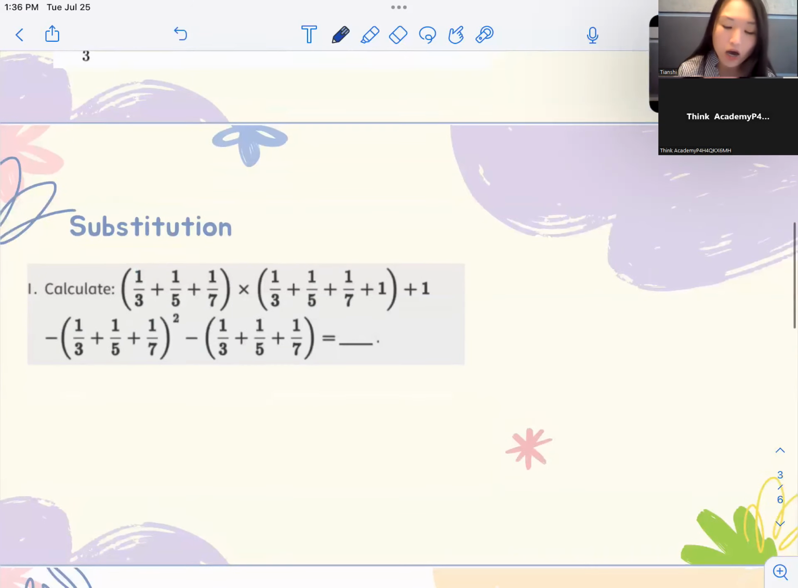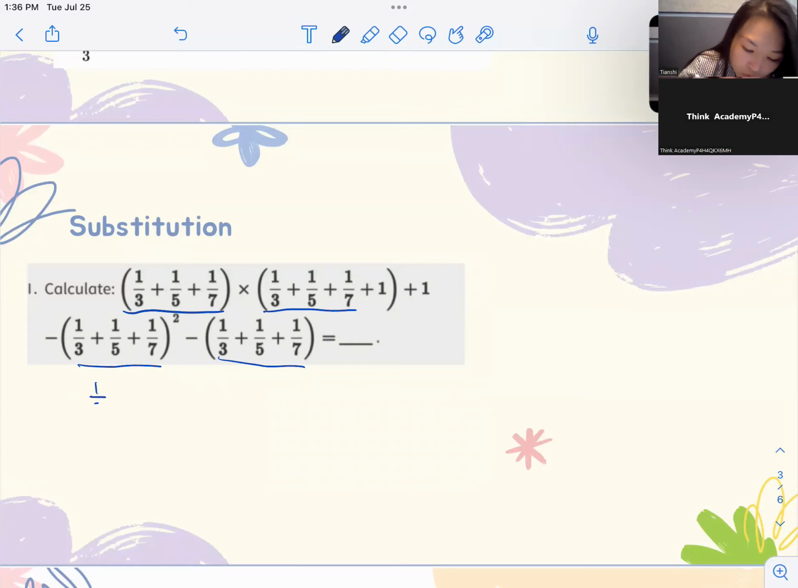Here, let's do another problem which requires us to use the substitution method. As the name suggests, substitution is to use one thing to substitute for another thing. For this one, although these are very complicated terms, these 4 terms have one thing in common, which is that all of them have 1 over 3 plus 1 over 5 plus 1 over 7.